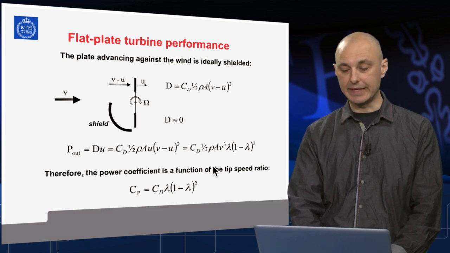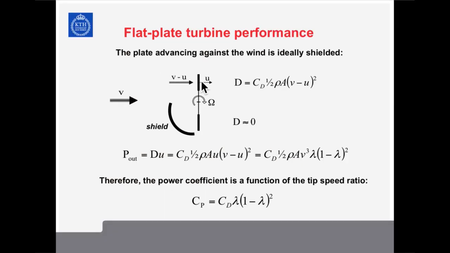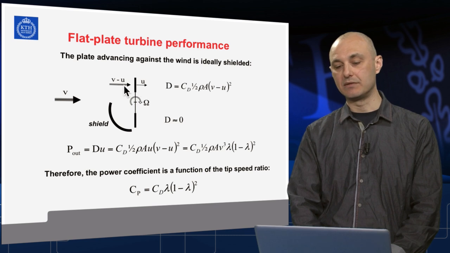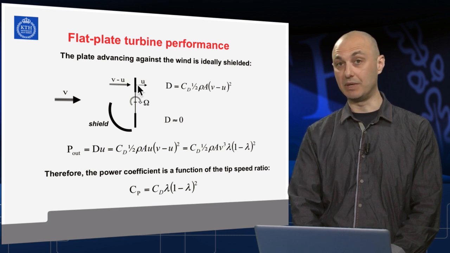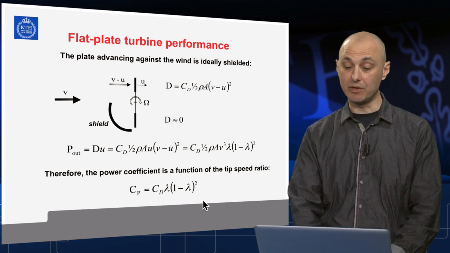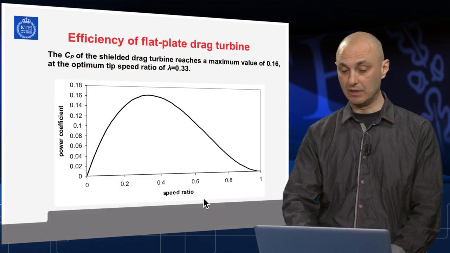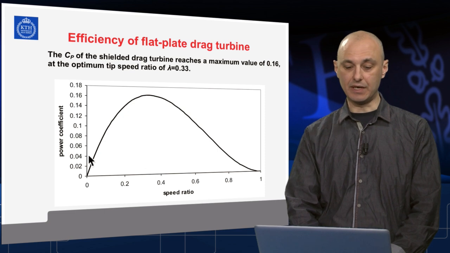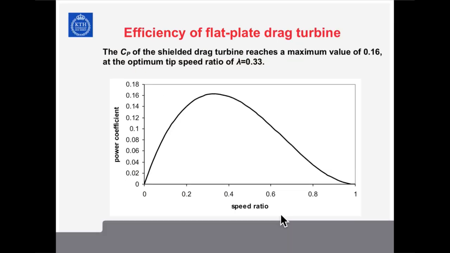The equation is like this, and we see that actually the power coefficient is a function of the tip speed ratio. This means that if we move faster, we would not be much more efficient. There should be some kind of an optimum in this equation. And we can solve it and find out that actually the ideally shielded flat plate drag turbine would be maximum 16% efficient, not more than that. And this is at approximately tip speed ratio of 0.33.